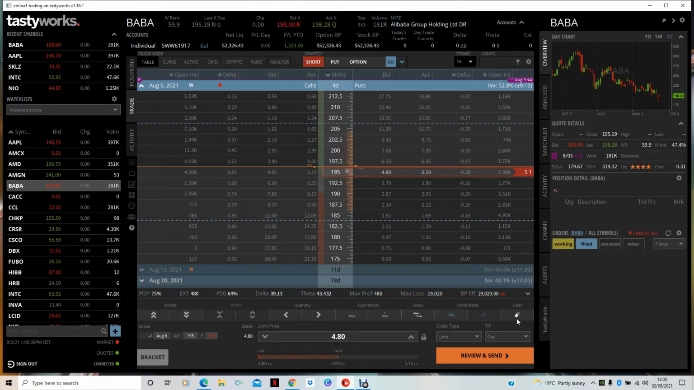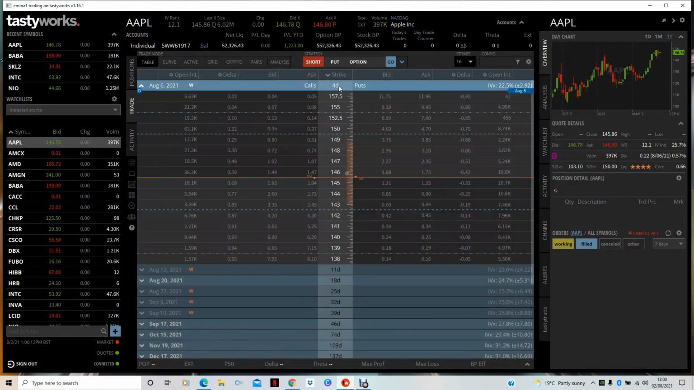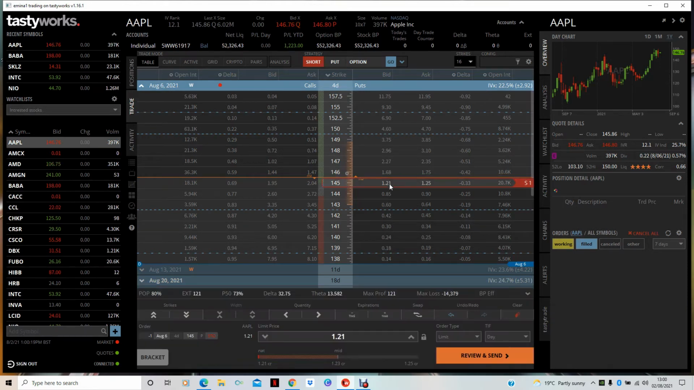I'm also going to open a contract with Apple. I'm going to open one contract at $145, and I'm being offered $121 just to open that contract. Again, I don't mind being assigned these shares, and I'll tell you what you can do. If you do get assigned these shares, you can just make more money. I'm just concentrating on selling puts, and I'll explain what selling calls is.